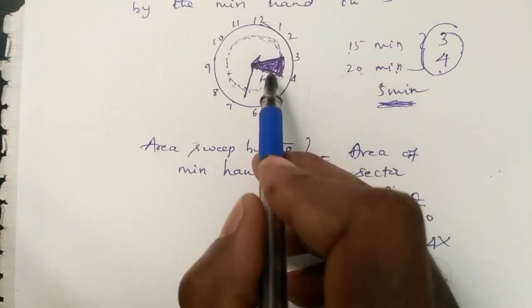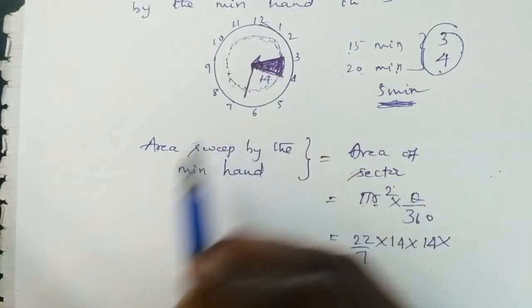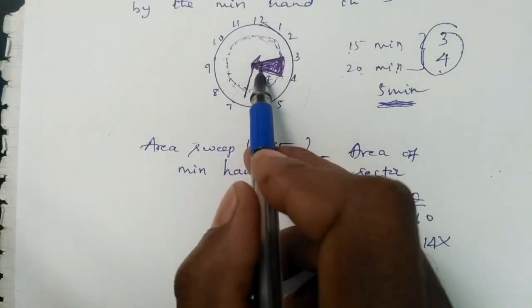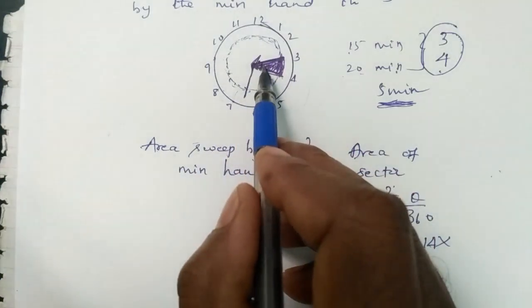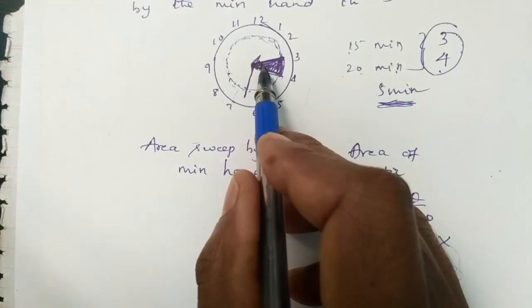Theta is the angle. How much angle is this sector forming here? That is the problem. It is not given in the question. So how to find this angle? If we don't know it, we cannot find the area swept by the minute hand. How to find this angle?